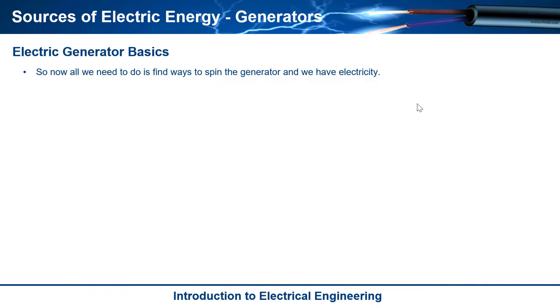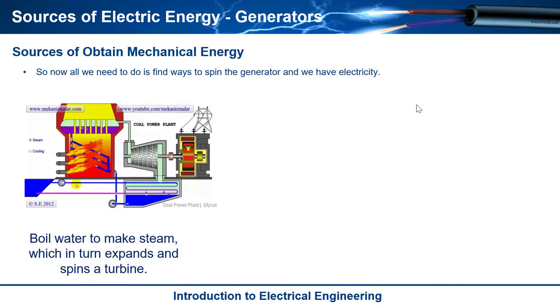So let's take a look at sources of how we can obtain mechanical energy, and let's start with the big one. This is where almost all of our energy comes from, which is boiling water. It sounds simple, doesn't it? What you do is you need a source of heat, and you boil water and make it into steam.